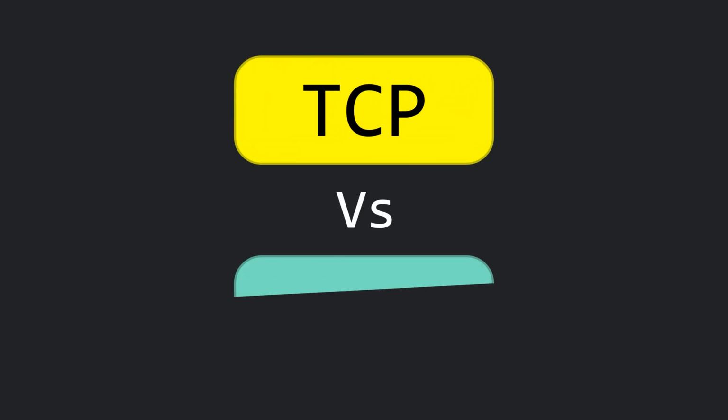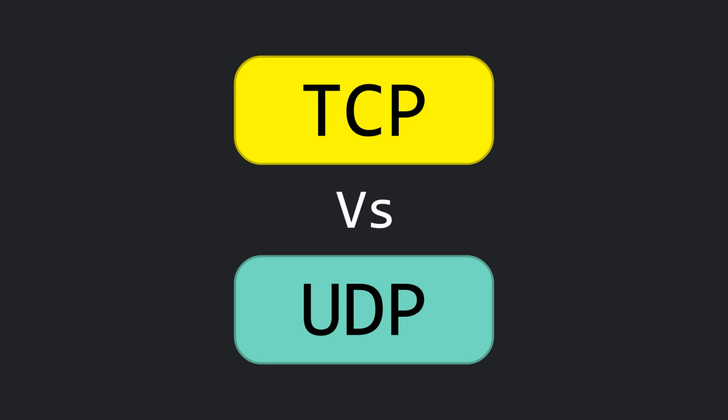Let's take a look at how TCP and UDP work. Both are data transmission protocols, but they operate in very different ways. Let's start with TCP, or Transmission Control Protocol.